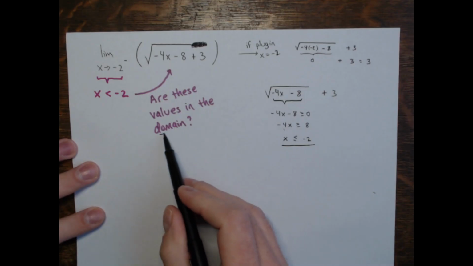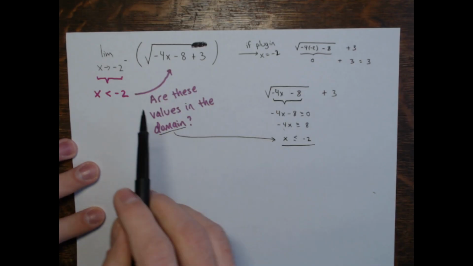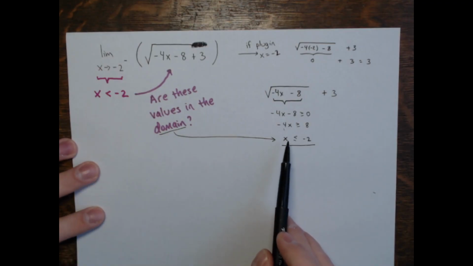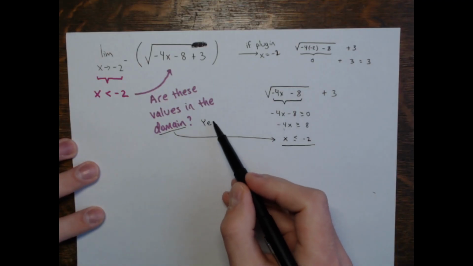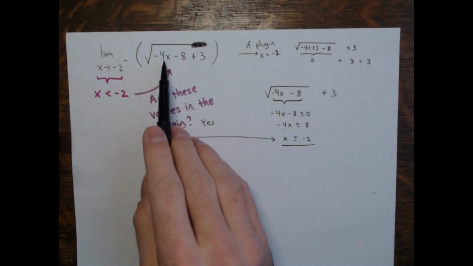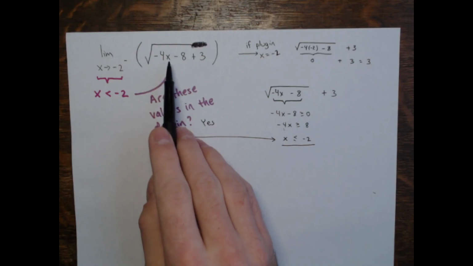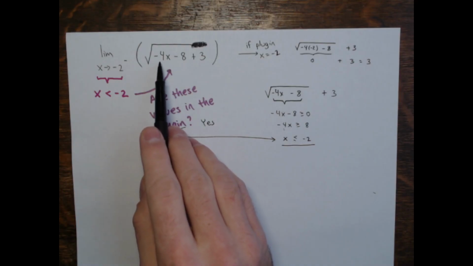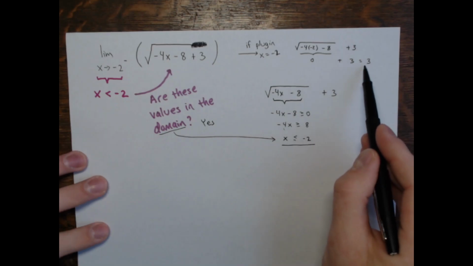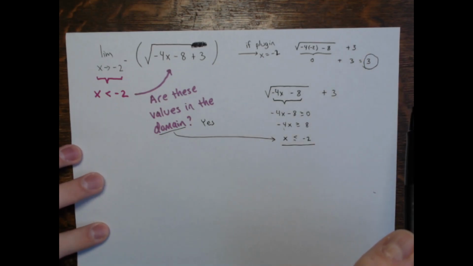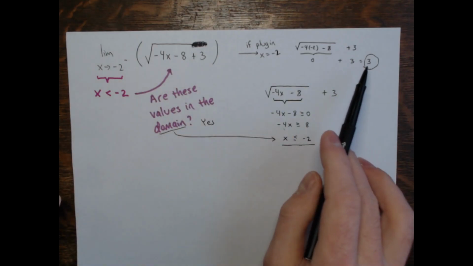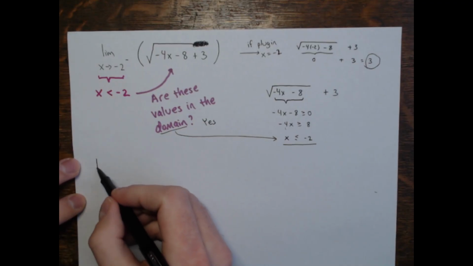8 divided by negative 4 is negative 2, and again, that would flip the symbol. So here's the domain of the expression. Now, are these numbers less than negative 2 in the domain? Yes. So this is fine. I can apply all those limit laws, which basically boil down to just substituting. So the limit as x approaches negative 2 from the left of this expression is positive 3. And I'll go to a graph and we'll see that as well. We'll approach a point with a y value of 3 to the left side of negative 2.